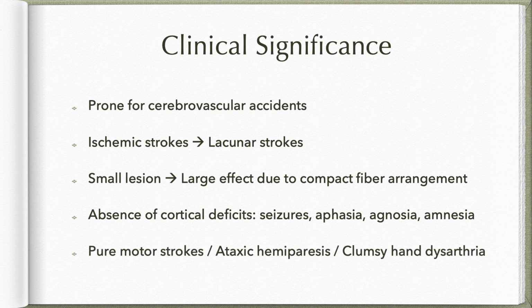So lesion to the internal capsule may present as pure motor strokes, that is contralateral hemiparesis or hemiplegia, or involvement of corticonuclear fibers, or it may present as ataxic hemiparesis because of the involvement of both corticospinal and corticonuclear fibers as well as corticopontine fibers. So this will result in same side hemiparesis as well as ataxia.